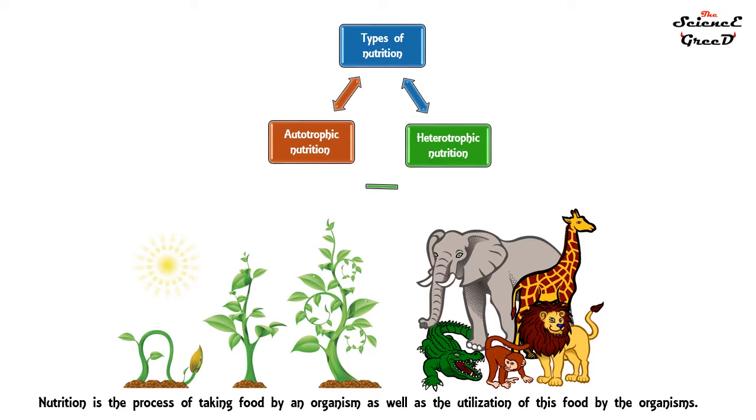Heterotrophs are those organisms which cannot prepare their own food. They are dependent on green plants or animals for their food. Their mode of nutrition is known as the heterotrophic mode of nutrition. All the non-green plants and animals, inclusive of human beings, are called heterotrophs.